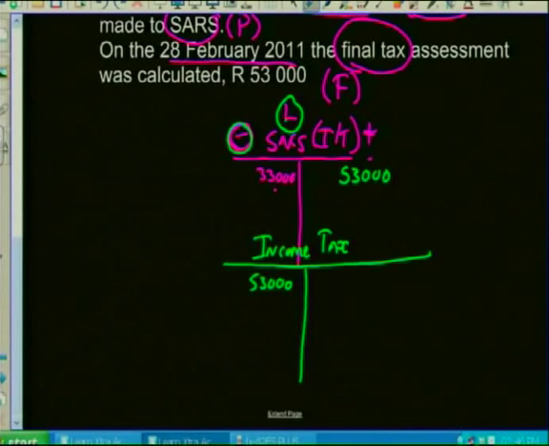Right, let's look at SARS income tax. Let's look at this T account. I am owing the receiver 53,000. I have paid the receiver 33,000, which means if I balance this account, I am still owing the receiver a remaining 20,000. Okay, got it. Brilliant. We're going to look at this in more detail when we look at our exam type questions.